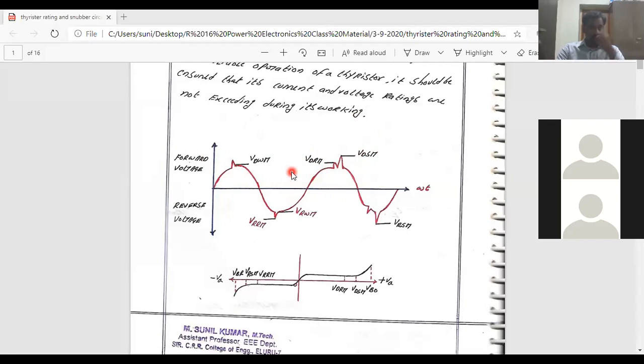Okay, so whenever you consider these particular magnitudes of voltages, those magnitudes are defined by the subscripts shown here. So you have VDWM, VDRM, VDSM, isn't it? This V stands for voltage, as you know. Then coming to this D, what does this D mean? The D stands for the blocking state of the device.